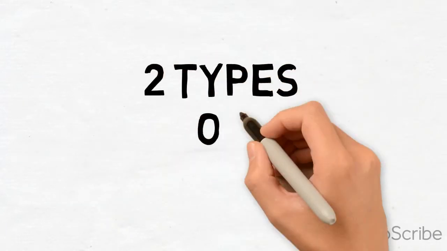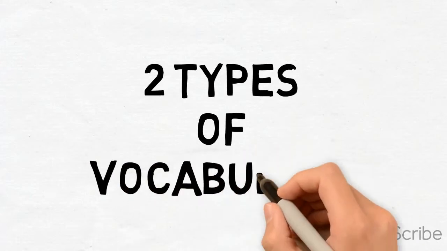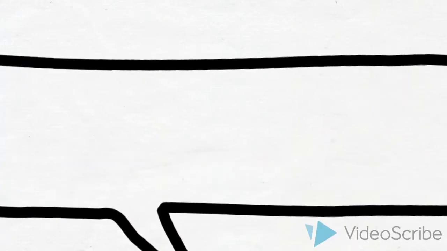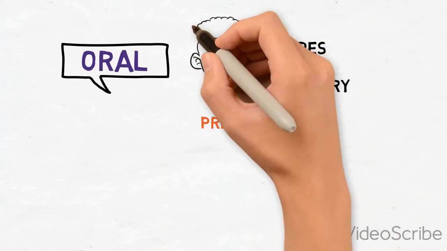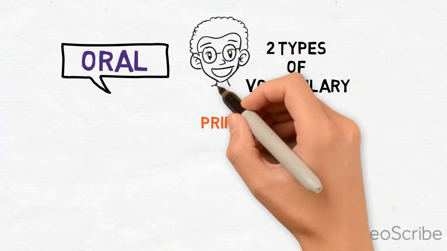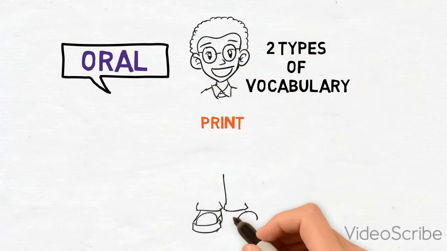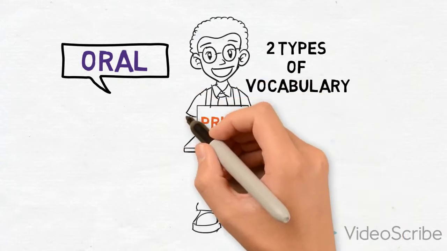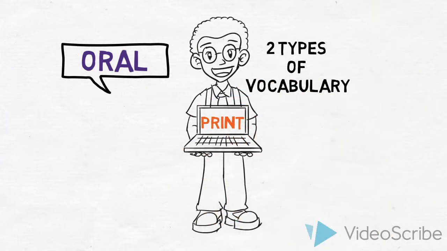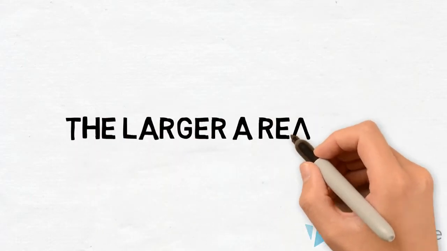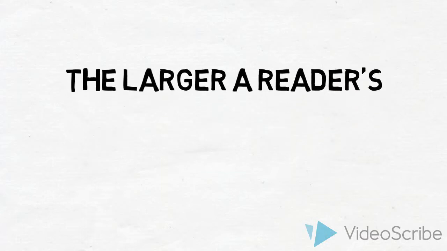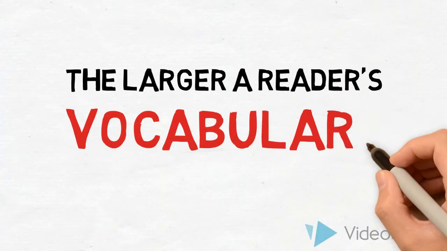Vocabulary instruction directly affects reading comprehension. There are 2 types of vocabulary, oral and print. When a reader comes across an unfamiliar word in print, he or she can decode the print to speech. If the word is in the reader's vocabulary, they will be able to understand the text. On the other hand, if the word is not in the reader's vocabulary, the reader will have to determine the meaning by some other means like context clues, if possible. Hence, the larger a reader's vocabulary is, the easier it will be for that person to comprehend text.